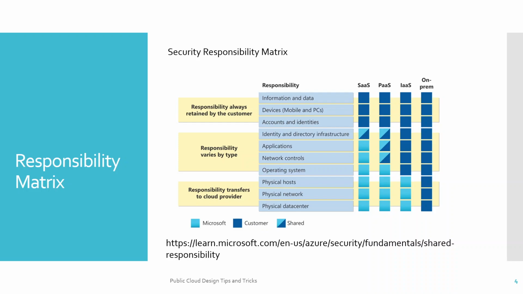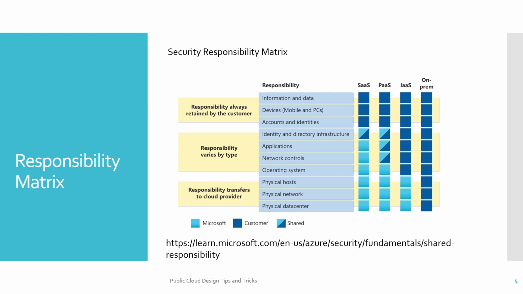And then as a responsible party, there are three dimensions of it. One is the customer, another is both the customer and the vendor, and the other is the responsibility of the cloud vendor. So there are three parties involved here. Now, if you see the matrix on the SaaS, PaaS, IaaS, and on-prem areas, the light blue is Microsoft responsibility, the dark blue is customer responsibility, and the mixed one is the shared responsibility.